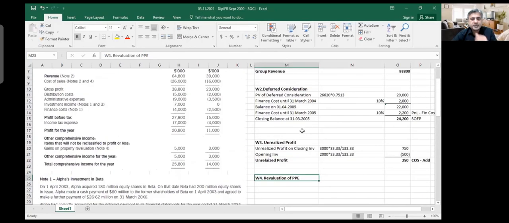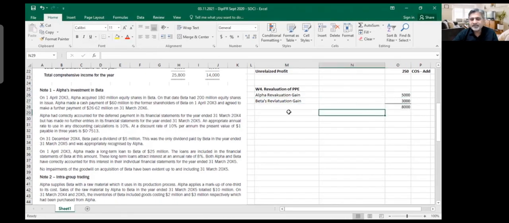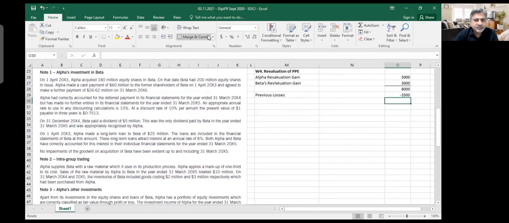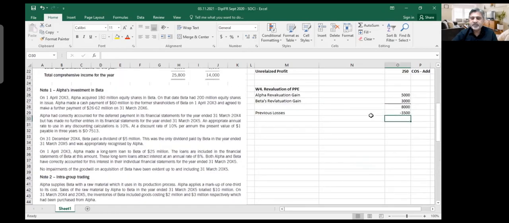So let's also calculate this thing. How much is the revaluation gain? 5 million and 3 million. So I would say Alpha's revaluation gain is 5 million. Beta's revaluation gain is, I think, 3 million. Total is 8 million. Out of that 8 million, previous losses were 3.5 million. It was given here that the losses made were 3.5 million. I remember this because I read this 3 times. These 3.5 million previous charges must now be reversed back. These must be recovered. So this 3.5 million, I should say, reverse in cost of sale.